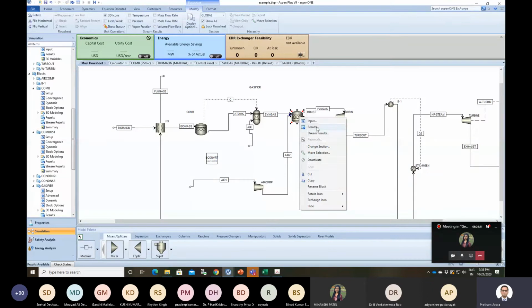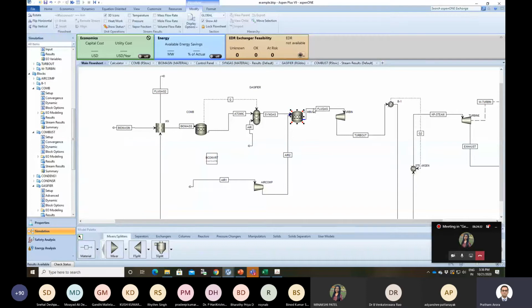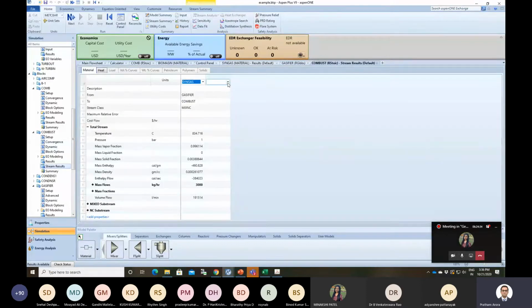So if I go with the stream results for this particular block, this is the syngas coming in and the output of this is flue gas. The gas is coming at around 800 degrees Celsius. It's getting combusted and reaching a temperature of 2000 degrees Celsius. And the pressure has increased from 1 bar to 10 bar now.